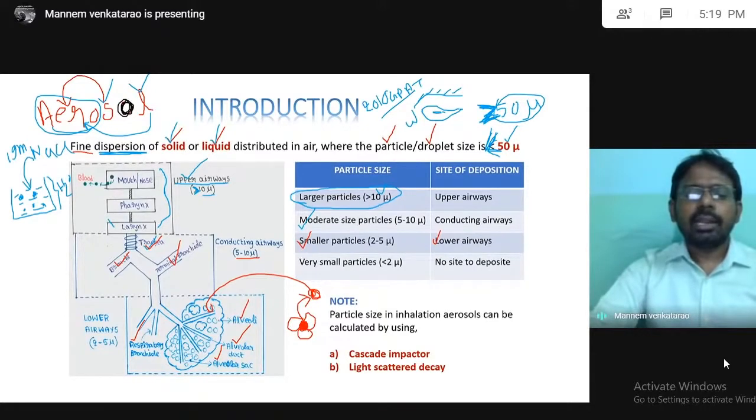These tissues are collectively referred to as lower airways. Which particles can deposit or enter into blood? That is 2 to 5 micron particles. Okay. Next, very small particles, that is less than 2 micron. So less than 2 micron particles can be deposited in.